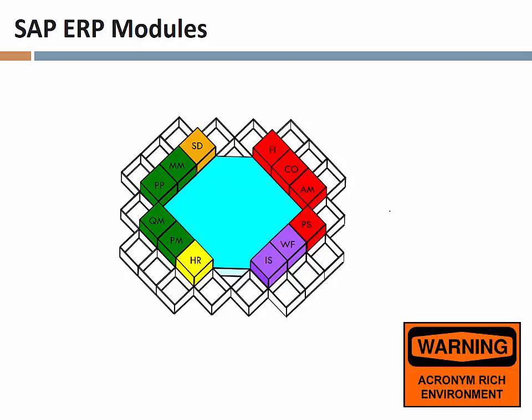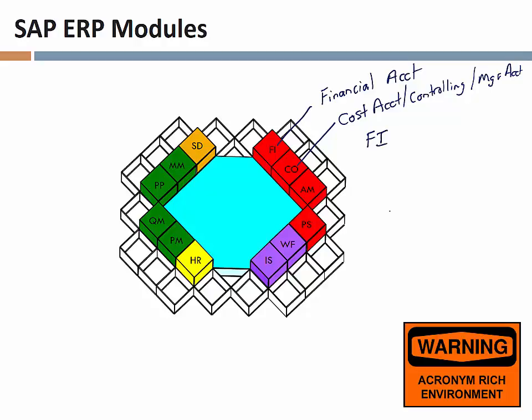What are the modules? Let's at least start on this until we run out of time. FI, financial accounting. CO is cost accounting, or sometimes called controlling, or sometimes called managerial accounting. All are basically synonymous with one another. It is very common for you to see FICO listed in SAP ads. This is looking for someone who understands how SAP ERP does accounting.